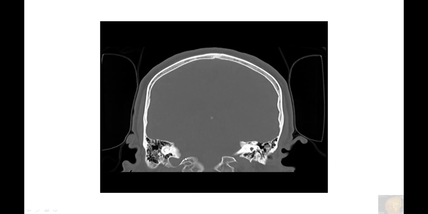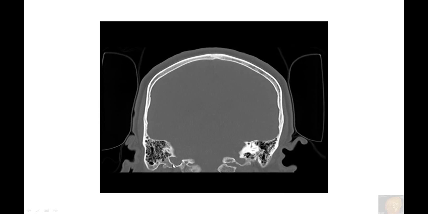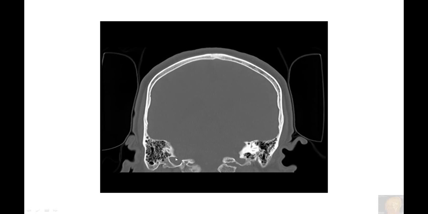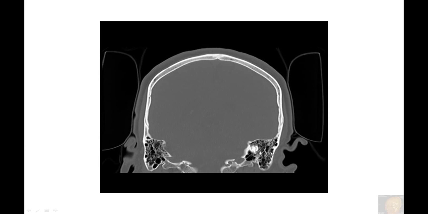Okay, here are the internal jugular veins that are going through this canal. Bilateral mastoid air cells.